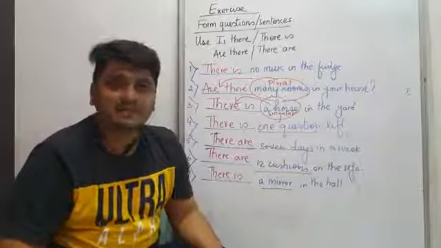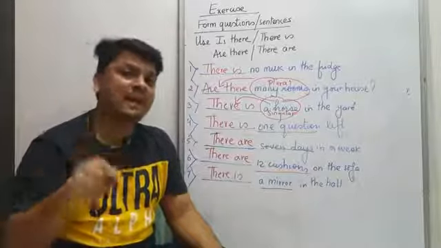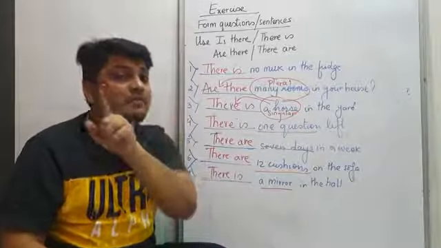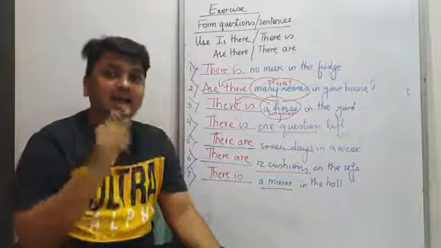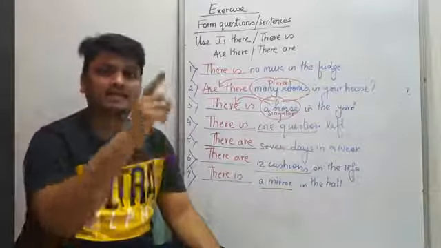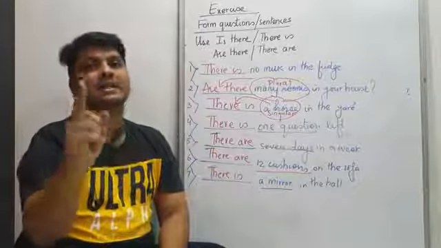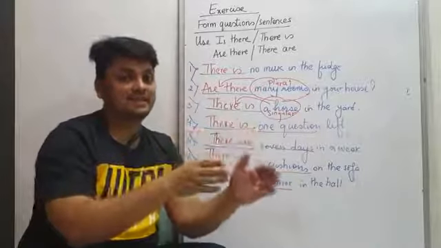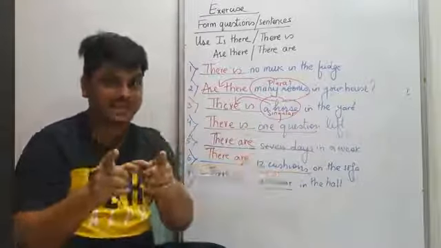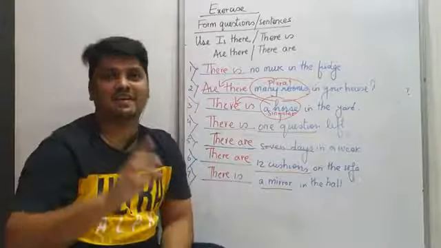Use there is when the noun is singular. Use there are when the noun is plural. See that there is, there are, it comes in the beginning of the sentence and it is determined by the noun. The noun should be singular for there is, and plural for there are.